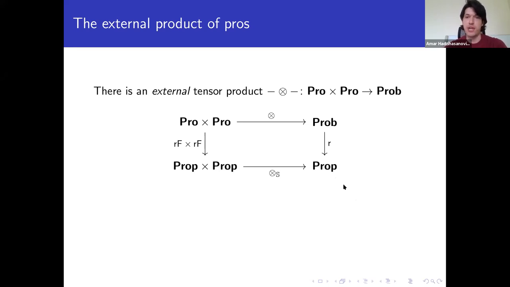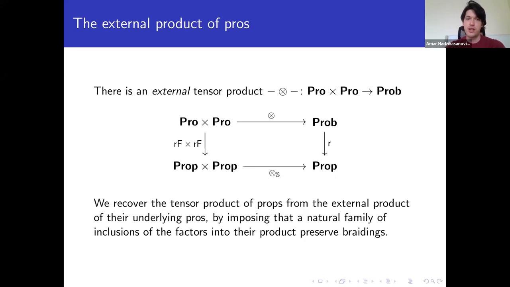And I will make a soft, hand-wavy claim that in fact this external tensor product is, in a certain sense, the combinatorial core of the tensor product of PROPs. One way of defining the tensor product of PROPs is to take this external product of their underlying PROs, reflected, and then also do an additional quotient. We're basically telling the tensor to remember the symmetric groupings that already existed in the two factors. Okay.